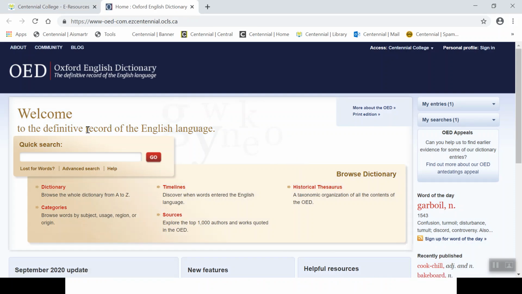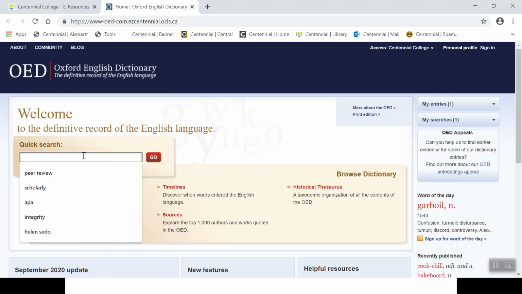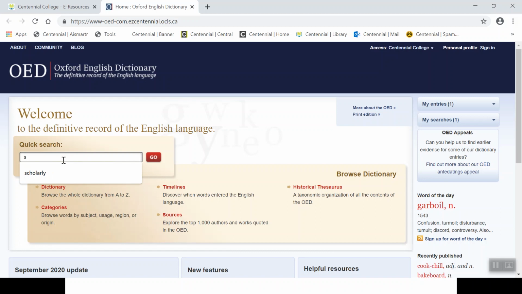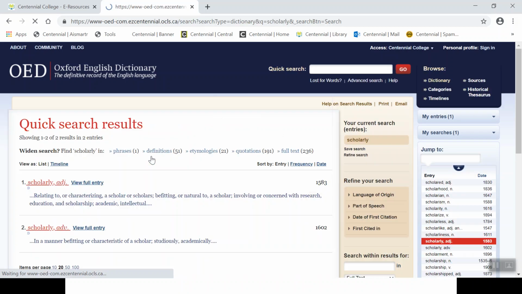We bypassed the login process because I was here recently. This is good news for you. Once you enter a collection and you want to change collections, you don't have to log in again. Let's have a look at a new definition. We'll see what the OED has to say about scholarly. We'll try the first one.